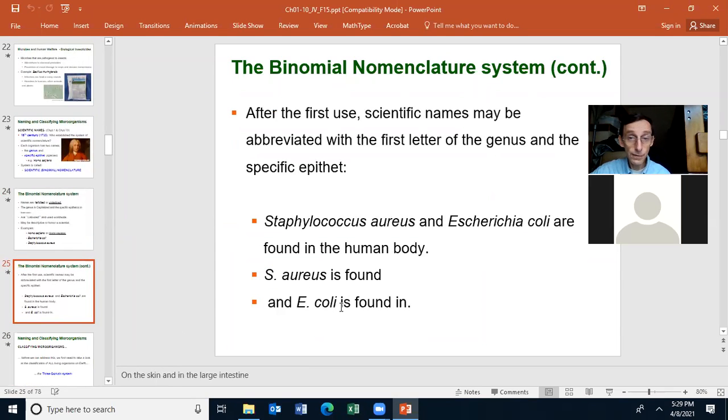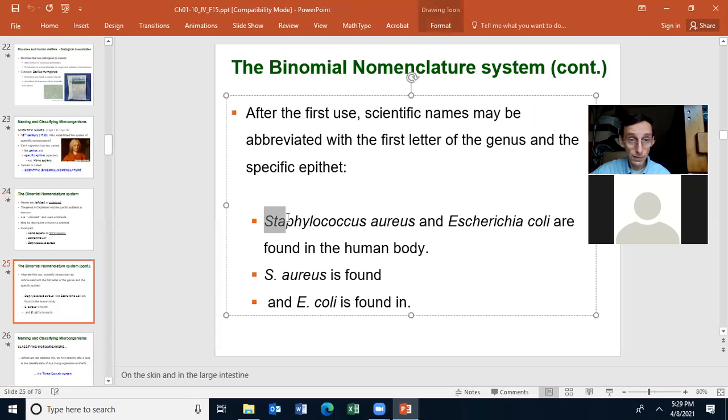After the first use, the scientific name may be abbreviated, and you abbreviate the genus name to the first letter and a period, and then you put out the specific epithet, like Staphylococcus aureus. The first time you use it, you put out the full name, and then you can abbreviate it as S. aureus for the rest of your paper.